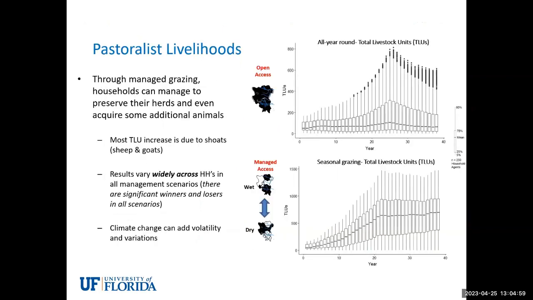This is just an idea of the tropical livestock units. Up in the top, you see it says open access. That means cows were everywhere all the time, all at once. And then on the lower one, you see this managed access area that has wet and dry, where we're pushing the cows across this landscape depending on the season. Of course, you could start to see that under the all-year livestock, it's a pretty stable system, though you do see some wins. This is all the tropical livestock units across all the different households.